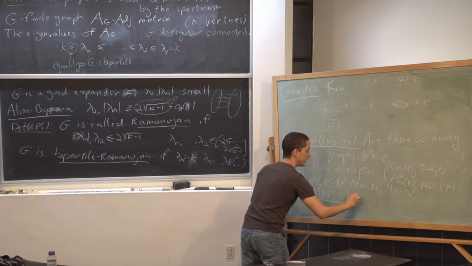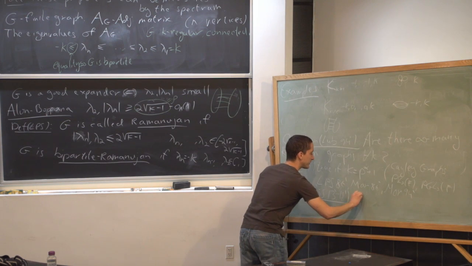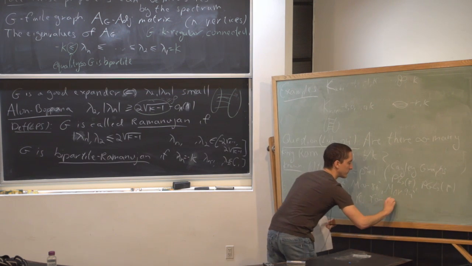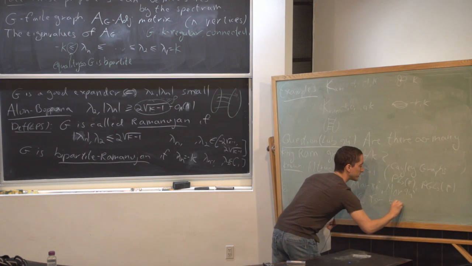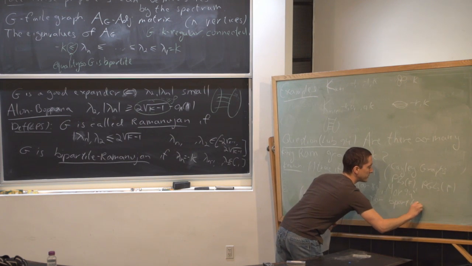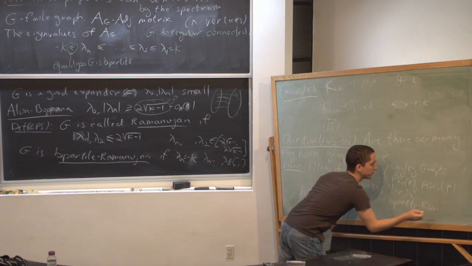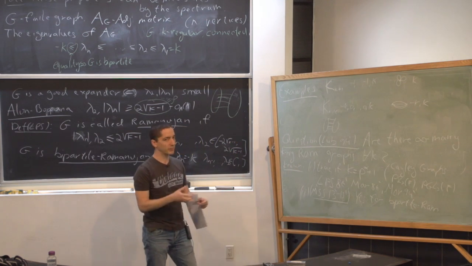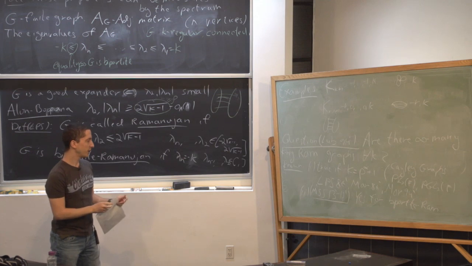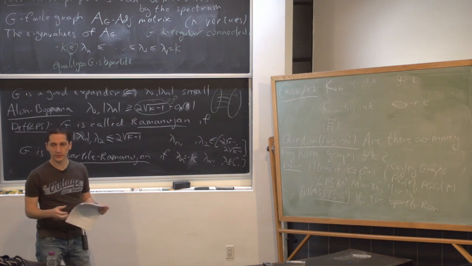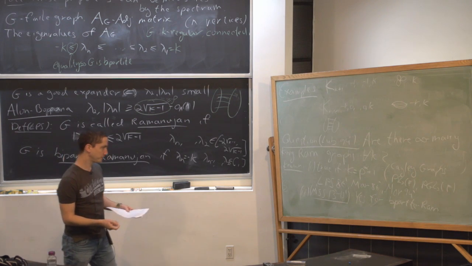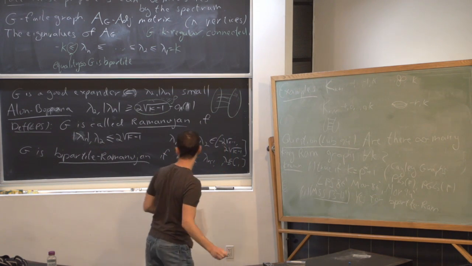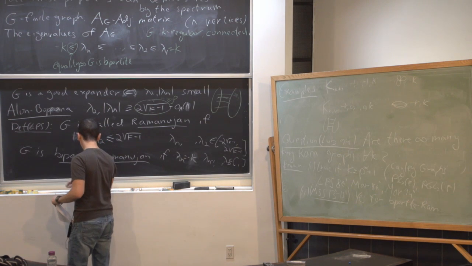So there are infinitely many, yes, for the bipartite case. For bipartite Ramanujan, they showed that indeed for every degree k, there are infinitely many k-regular bipartite Ramanujan graphs. But the general question remains open. We still don't know the solution to this problem.